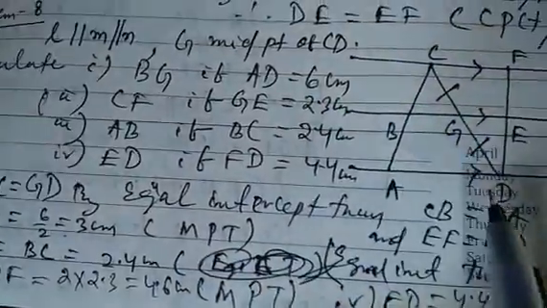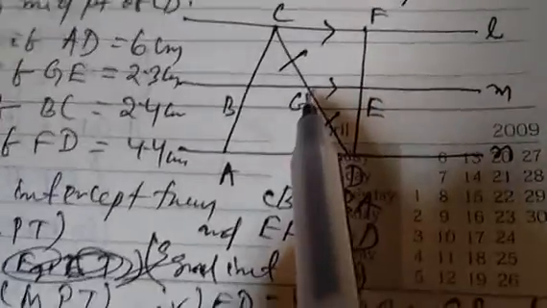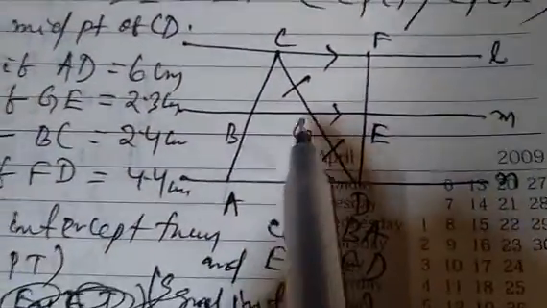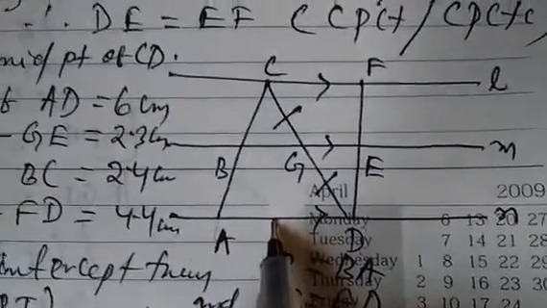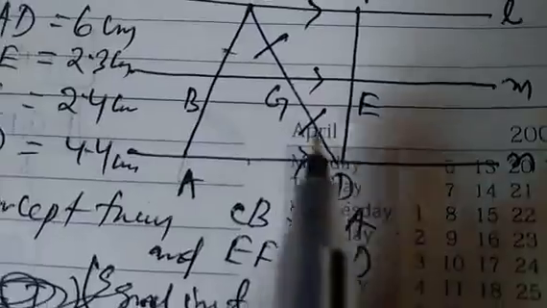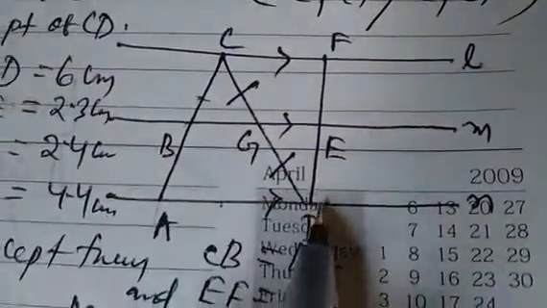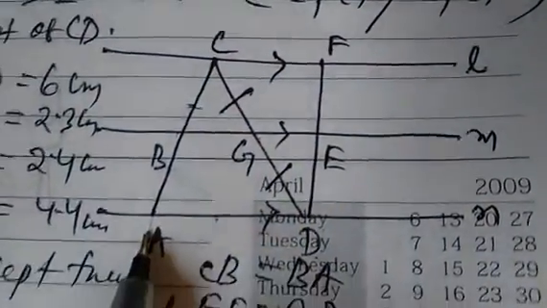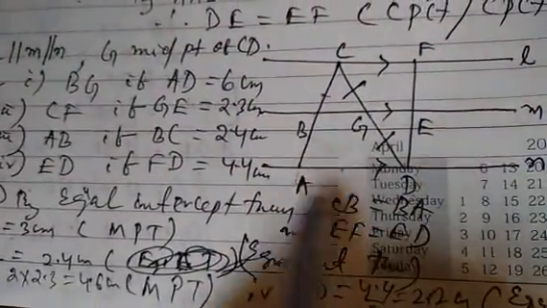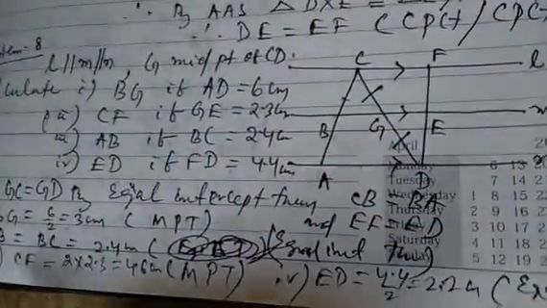Let us come to the first bit. BG you have to find out. AD is 6 centimeter. Since this is your midpoint, this is parallel to this line. Therefore, by converse midpoint theorem, we can say this is the midpoint of this. And also at the same time, BG is parallel to this, BG is half of AD. Therefore, BG is equal to half of AD. So AD by 2, that is 6 by 2 is 3 centimeter. You got BG 3 centimeter by midpoint theorem.